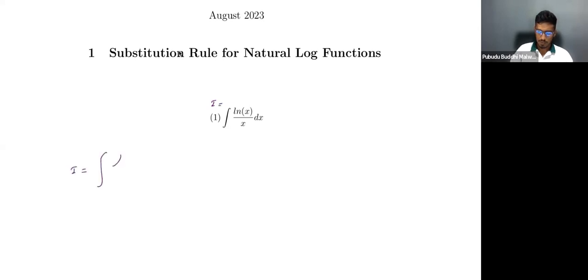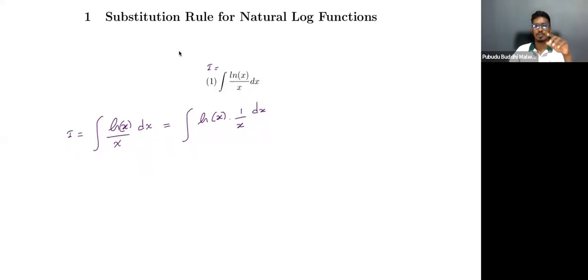I would like to express this integral like this: natural log of x times 1 over x dx. Then, if you observe carefully, there is a relationship between this 1 over x and natural log of x, right? Because the derivative of natural log of x is 1 over x. Let me write that here.